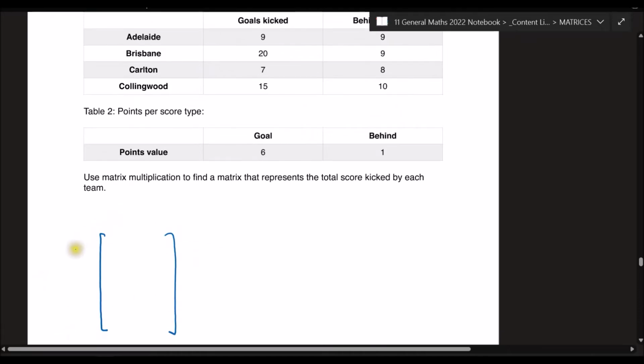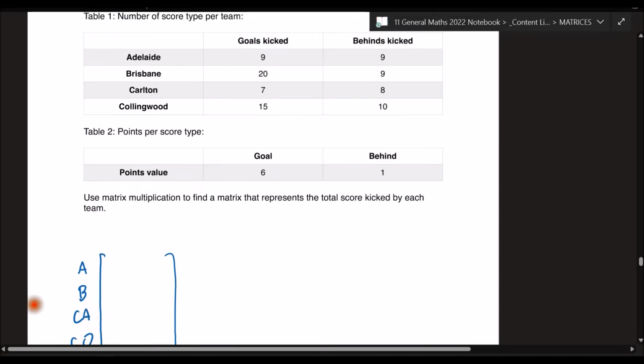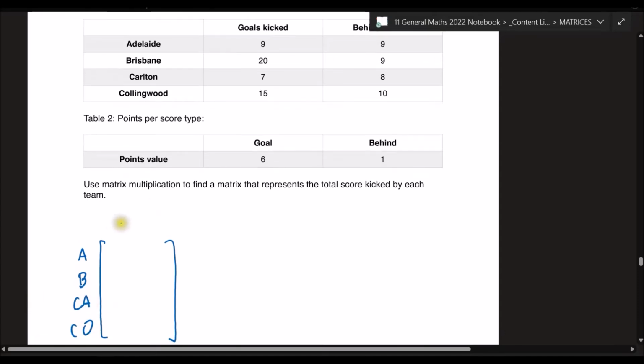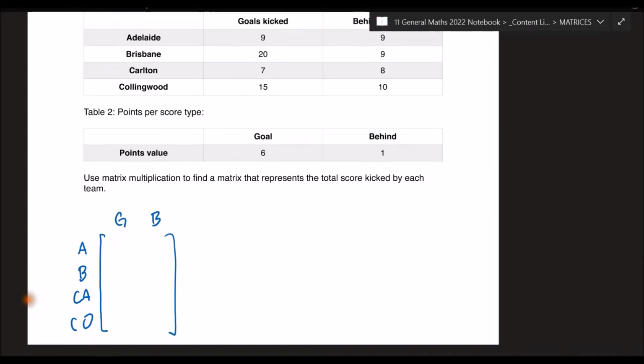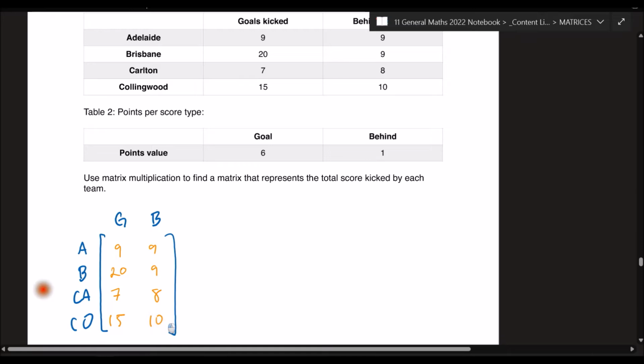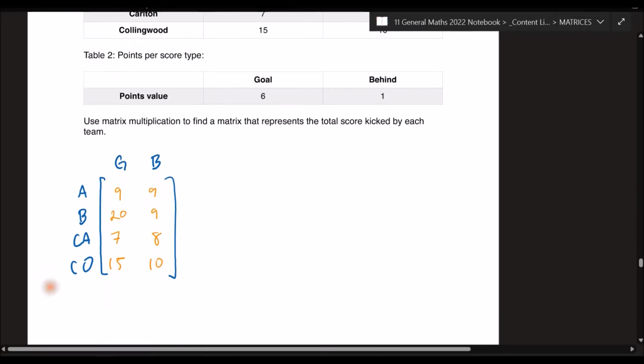4 by 2. And let's put the labels in. Let's go A, B, C, A, and we'll call this CO. Okay, and then that can be goals and behinds. Okay, let's put the values in. So you've got 9, 9, 20, and 9, 7, 8, 15, 10. So that's one matrix. Okay, and then again, I want to multiply it with this matrix here.